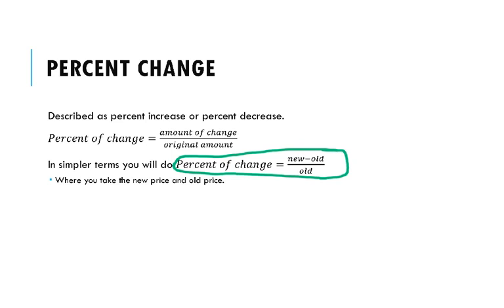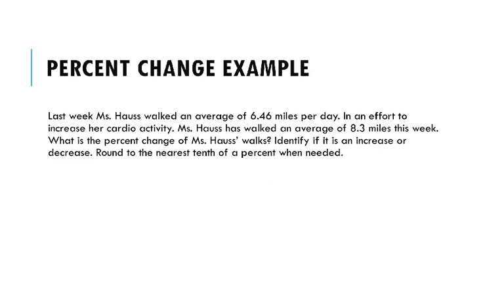So going through some examples now. Last week, Ms. Hawes walked an average of 6.46 miles per day. In an effort to increase her cardio activity, Ms. Hawes walked an average of 8.3 miles this week. What is the percent change of Ms. Hawes' walks? Identify if it's an increase or decrease. Round to the nearest tenth of a percent when needed. And yes, I did walk this much.